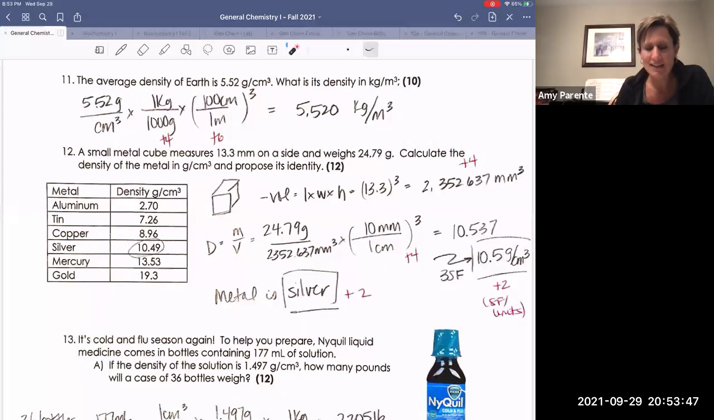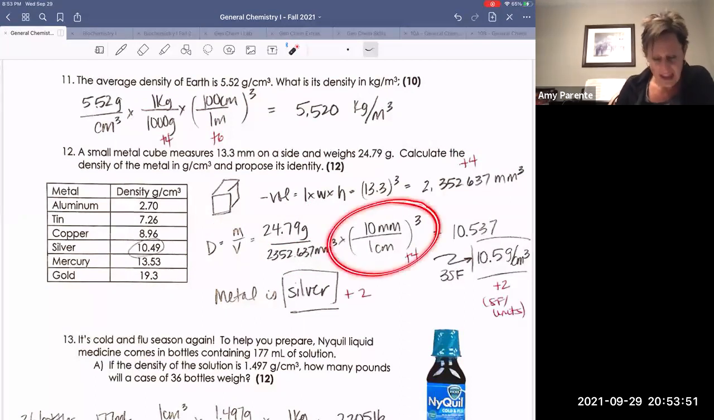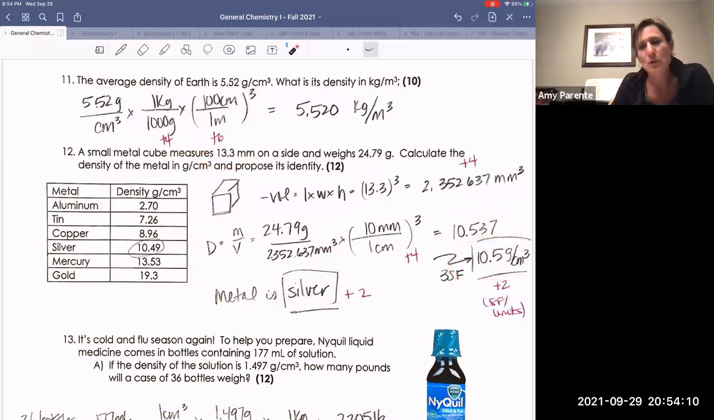Again, my way that I did this is I determined my volume in cubic millimeters, and then I did one of those prefix conversions that allows me to convert centimeters to millimeters, but I need to cube the entire quantity to get a value that's 10.537, rounding to 3 significant figures, right? I'm limited by this. Gives me a value of 10.5 grams per cubic centimeter.